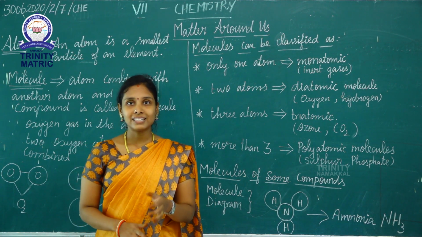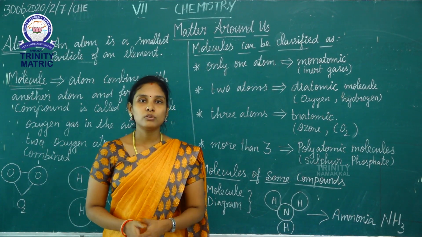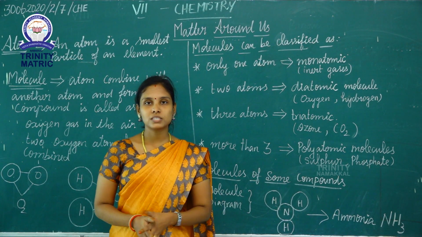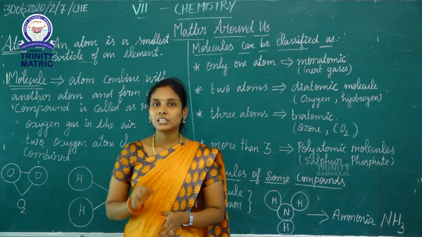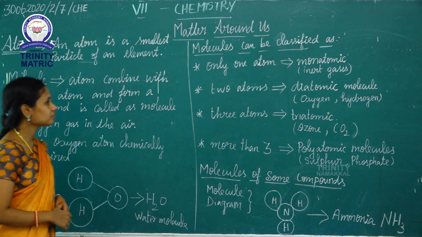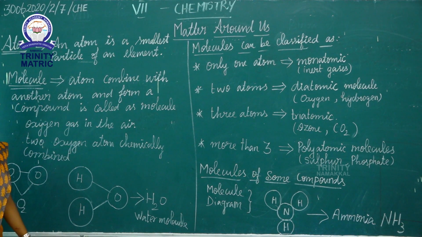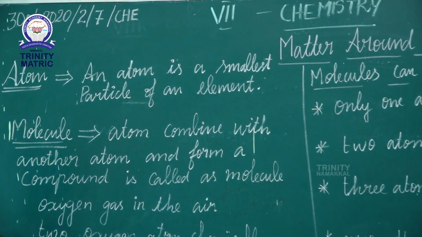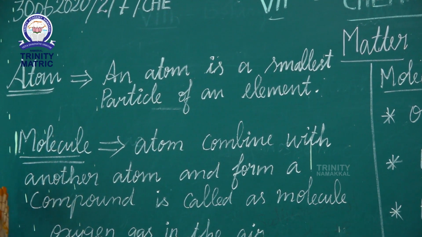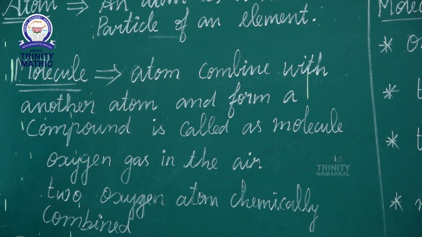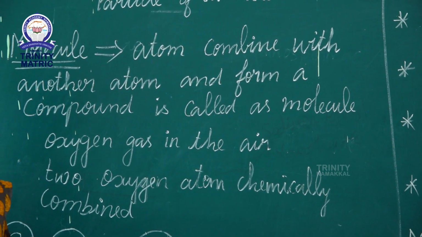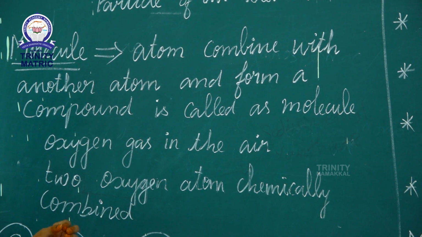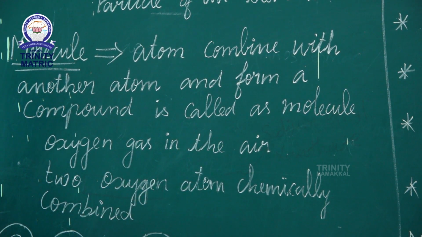We studied earlier that matter is composed of tiny particles which cannot be seen with our naked eye. Those particles are called atoms. An atom is the smallest particle of an element. Next, molecules. A molecule is nothing but one atom combined with another atom to form a compound.